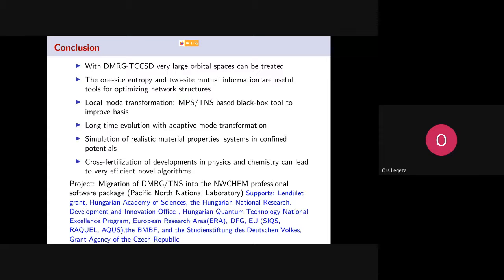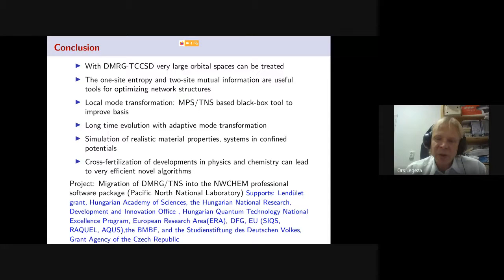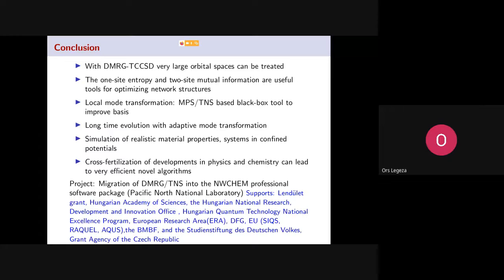We can do long time evolution just by doing adaptive mode transformation to expand the time evolution frame. And of course, generally speaking, the message is that cross-fertilization of development in physics and chemistry can lead to very efficient novel algorithms. And I thank you very much for your attention.